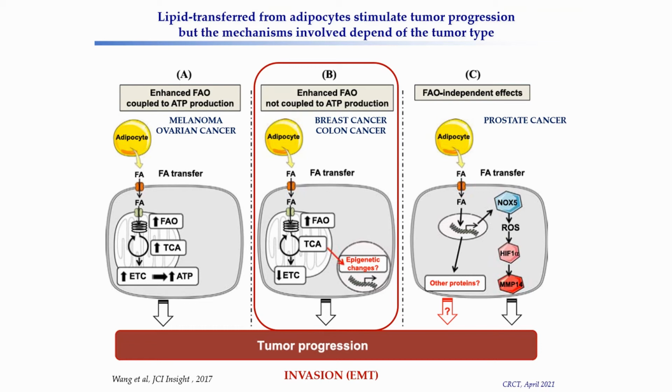We have a transfer in breast cancer of free fatty acid that are used for fatty acid beta oxidation, but this fatty acid beta oxidation is uncoupled to ATP production, but is involved in tumor progression. And our idea is that maybe the accumulation of acetyl-CoA may contribute to the occurrence of epigenetic change, and more particularly to the control of the epithelial to mesenchymal transition program in breast cancer cells.